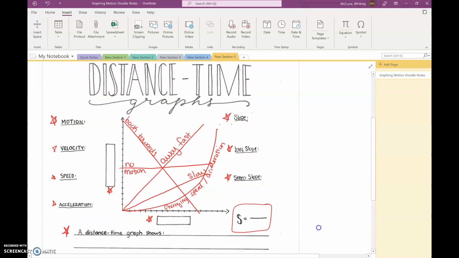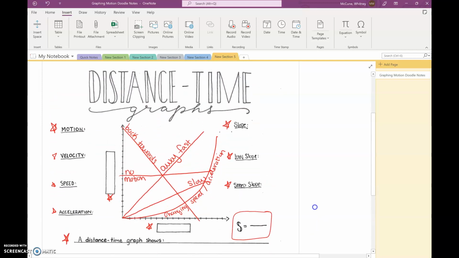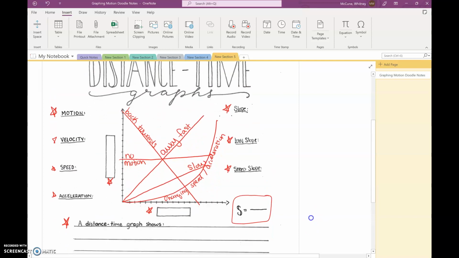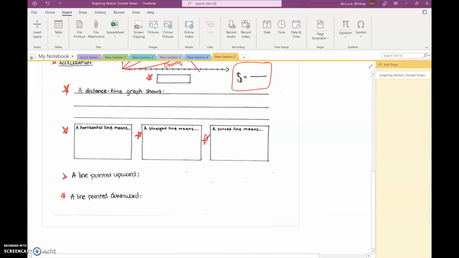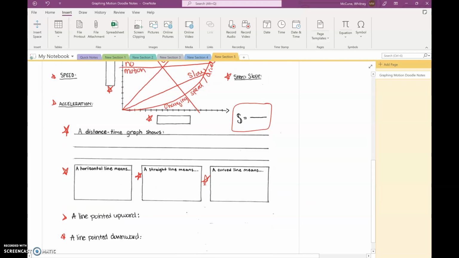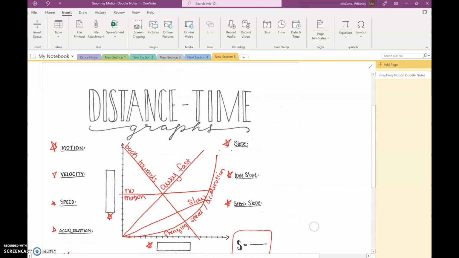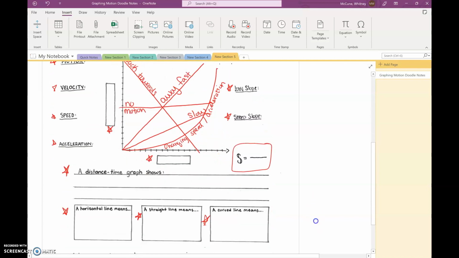The PowerPoint is on Canvas if you need to go back and take a look at any of this to fill it in. But please make sure that you have everything. This is like a cheat sheet to understanding distance time graphs.